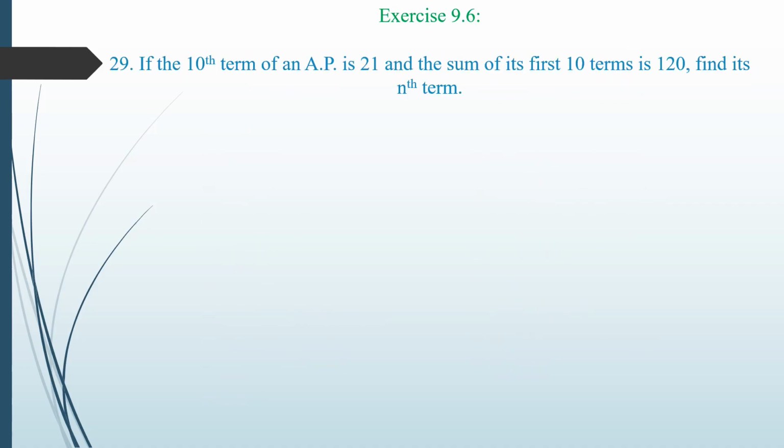Next question is question number 29, which says if the 10th term of an AP is 21 and the sum of its first 10 terms is 120, find its nth term. First, let us note down all the given data. We are given with 10th term, that is A10 is equal to 21. Then sum of first 10 terms of this AP, that is S10 is equal to 120. And we know that Sn equal to n by 2 into 2a plus n minus 1 into d.